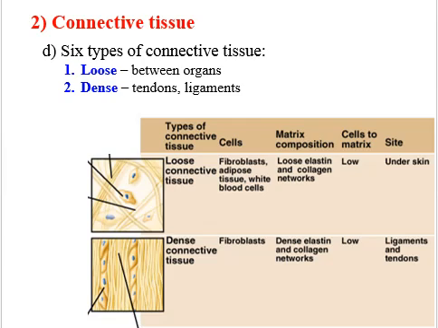Then you find dense connective tissue, where the matrix, again, is these protein fibers, a whole bunch of protein fibers like collagen and elastin, things that stretch, but it's very rigid structurally.